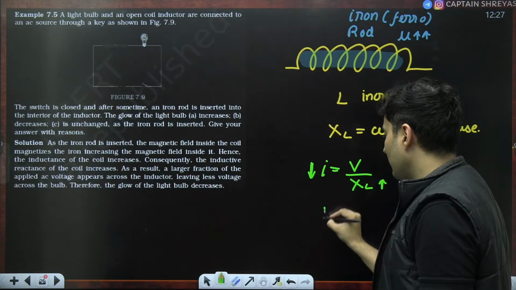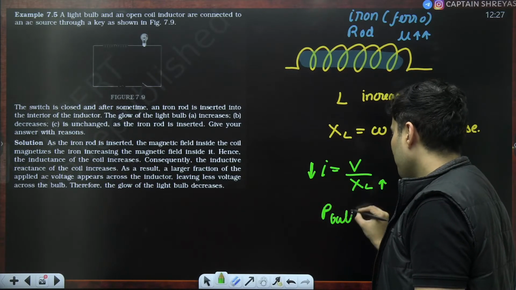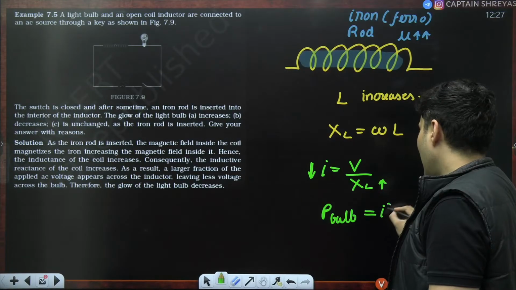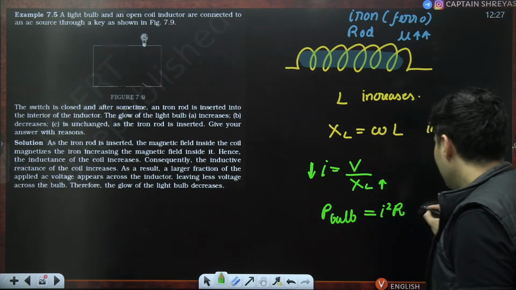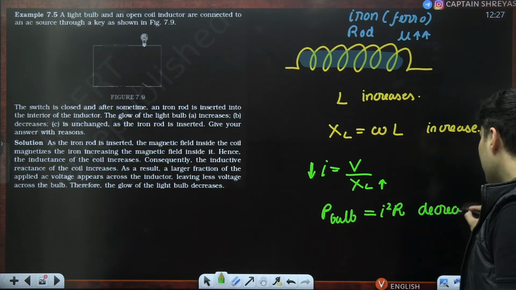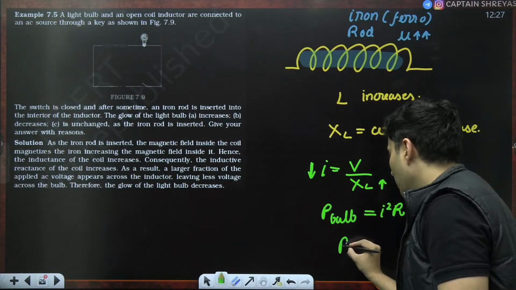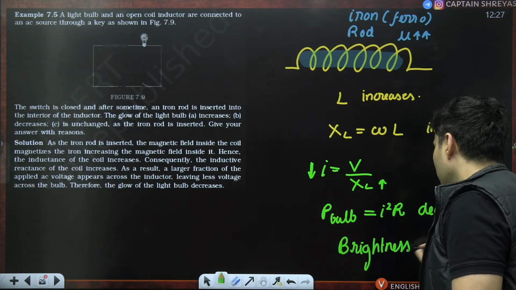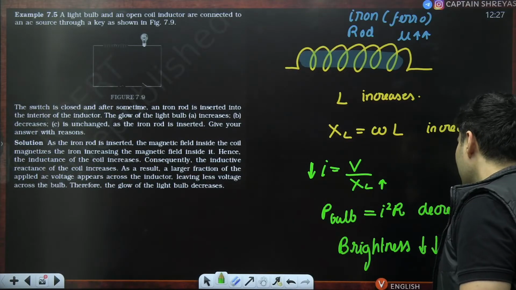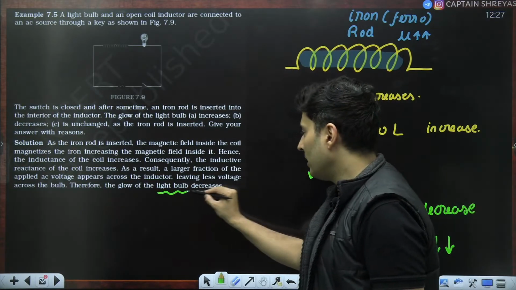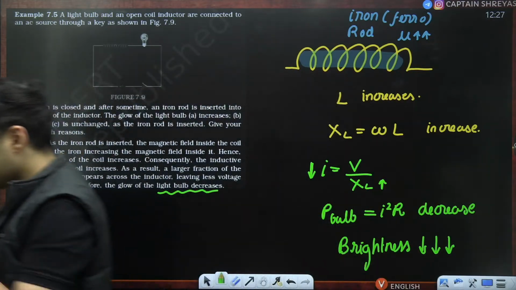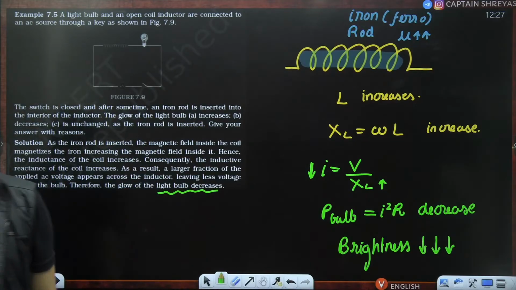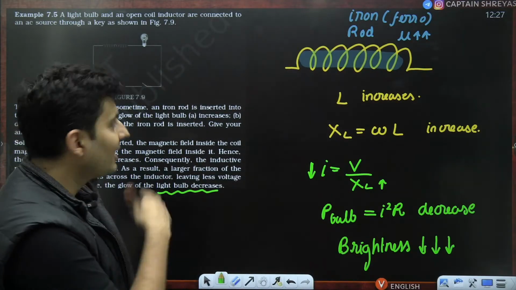That means the power of that bulb, which is I squared R, will decrease. Hence, the brightness will also decrease. That is the answer. Hence, the light bulb brightness will decrease. That is a very interesting thing. Many people think it would have increased.